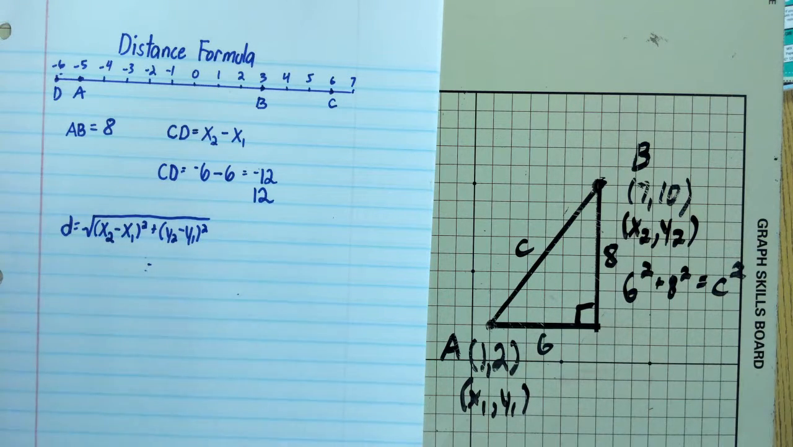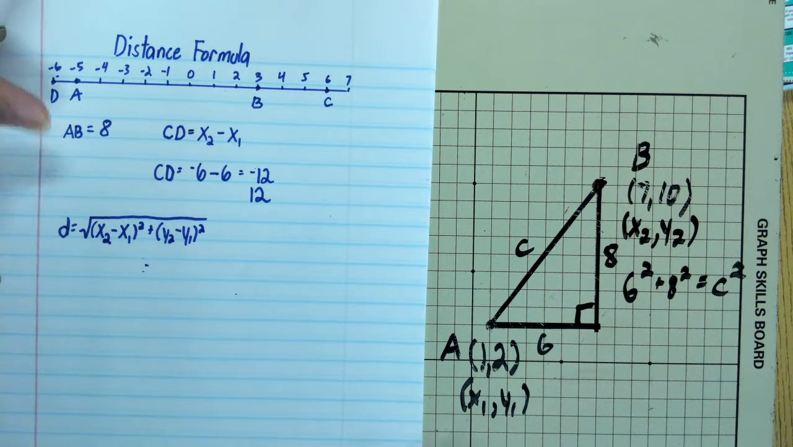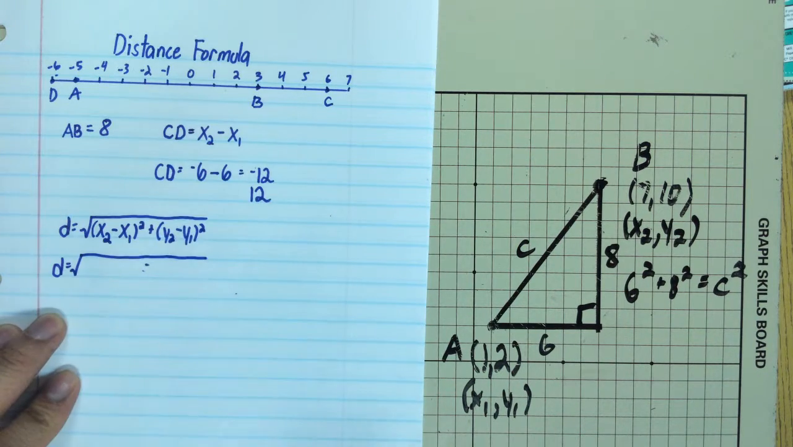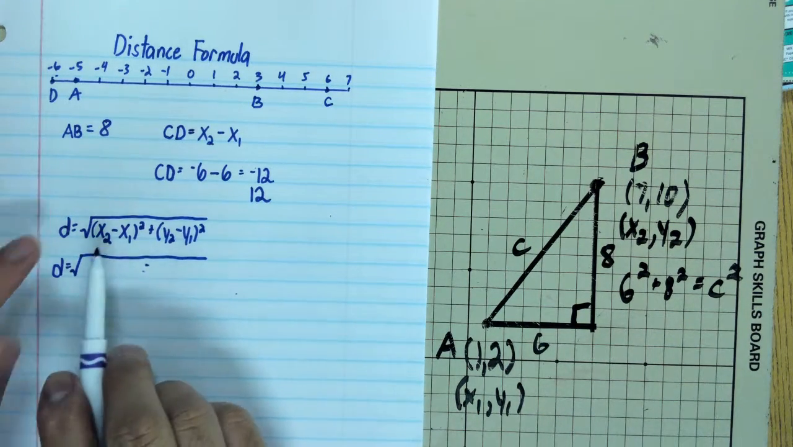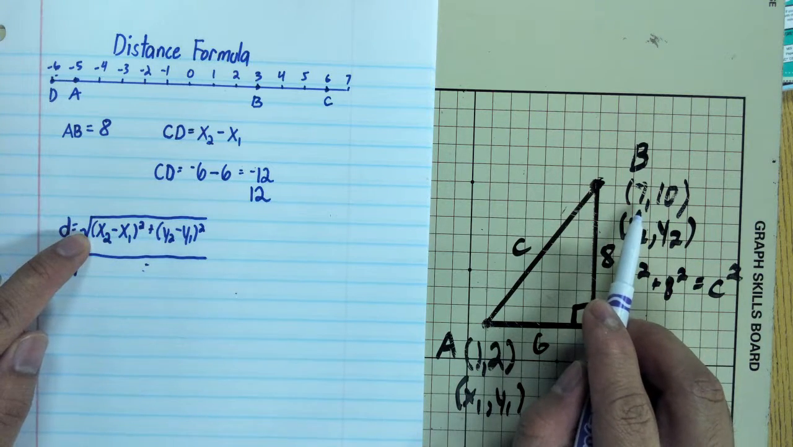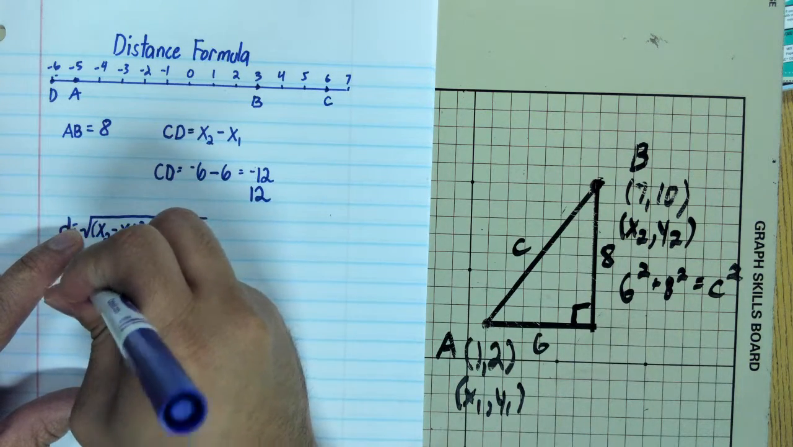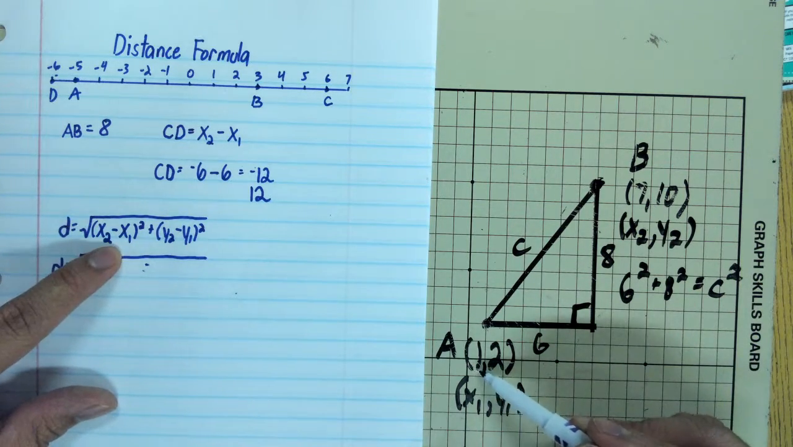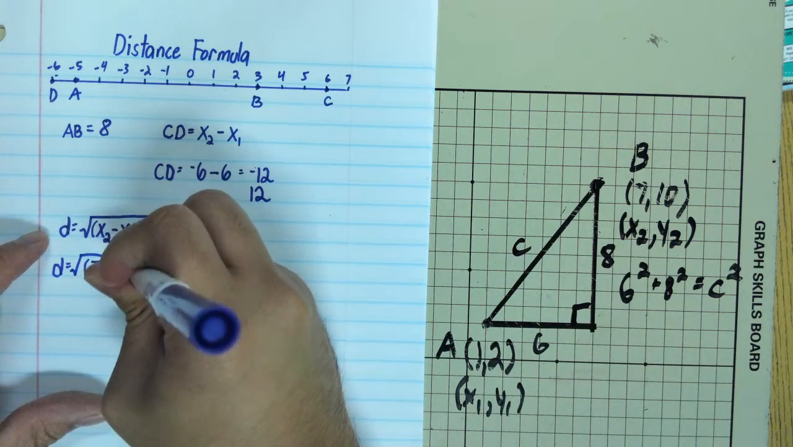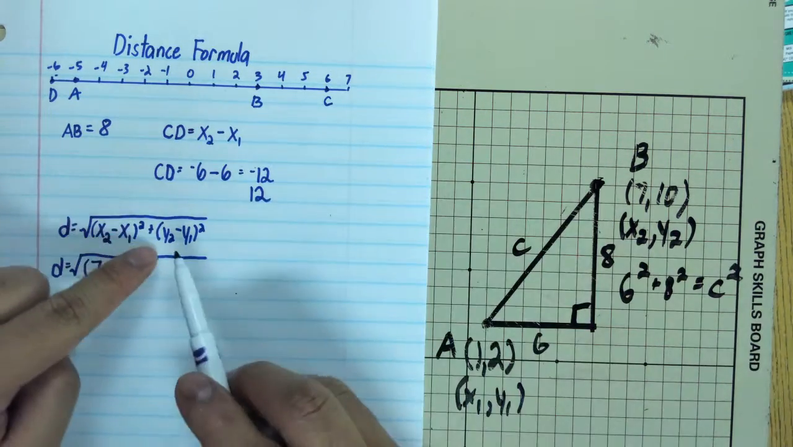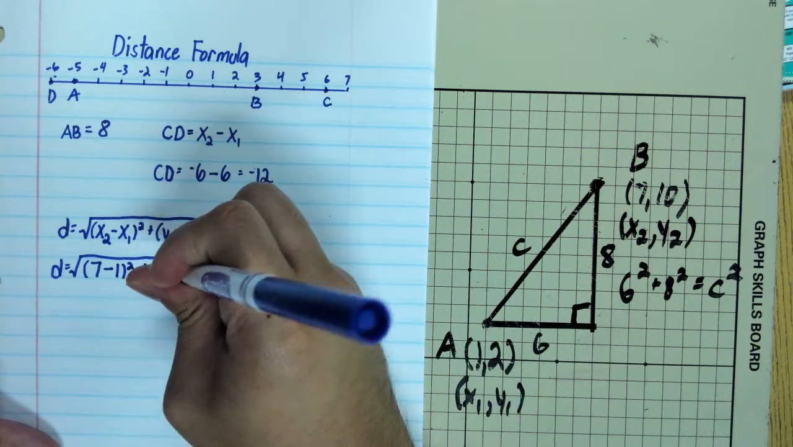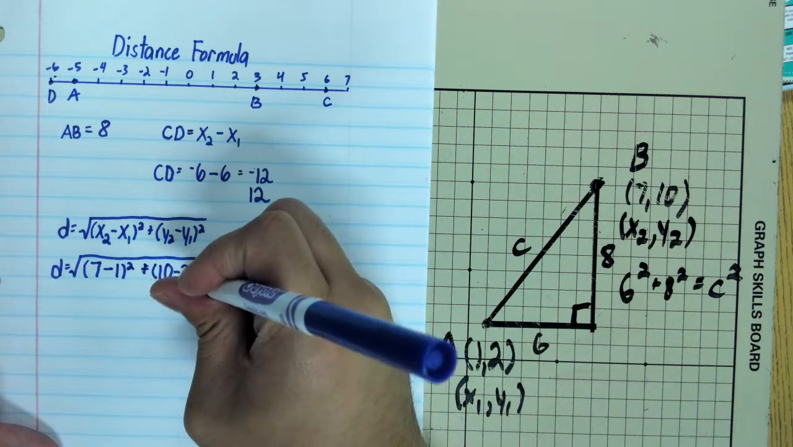So now I can plug these numbers into my distance formula, which I'll work on here over to the left. D equals the square root of, notice that square root stays there the whole time, my second x, which is 7, minus my first x, which is 1, squared, plus my second y, which is 10, minus my first y, which is 2, squared.